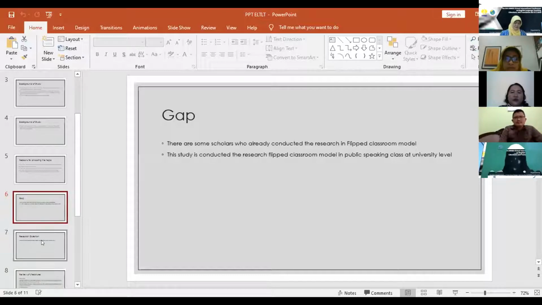There are some scholars who already use a flipped classroom model in reading, in mathematics, in nursing, and other sciences, but it is rarely used in the language classroom, especially in speaking class. Okay, and this study is conducted to research a flipped classroom model in public speaking class at university level, especially at the third semester of the English department.